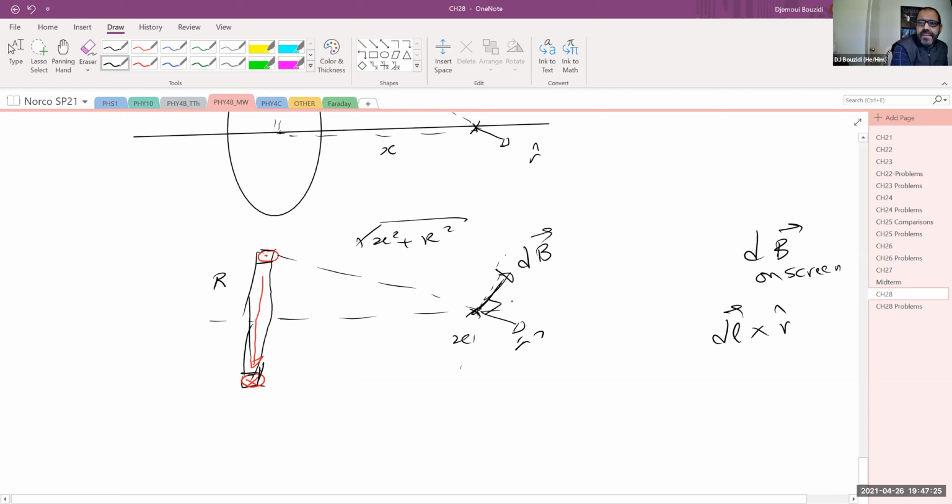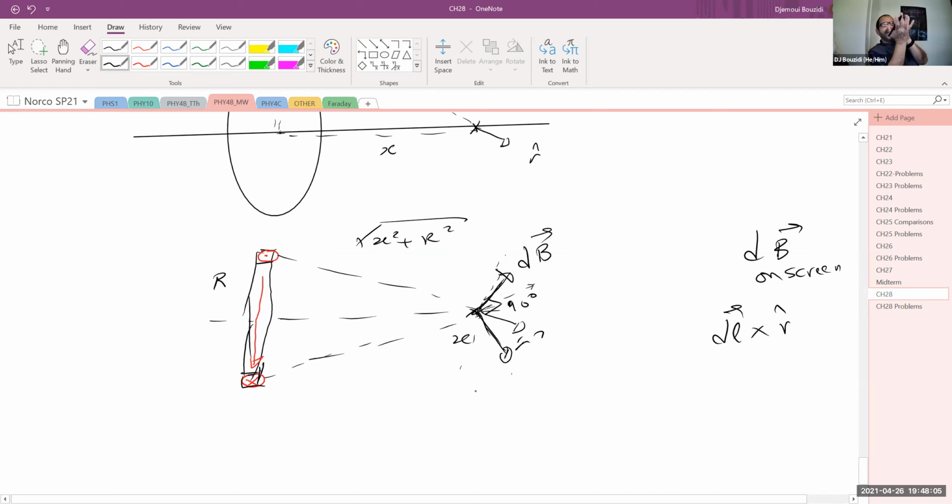It's perpendicular to r hat, and it's perpendicular to dl by virtue of the fact that it is on the screen, because anything perpendicular to the screen is perpendicular to it. So this is the direction of dB. I'm going to argue by symmetry that if I take this element, it's identical to this one, the same distance. R hat is in the opposite direction. So the magnetic field is going to be opposite to this one. Same magnitude, same current, the same dl, the same everything. The only thing is the direction is now going to be downward.